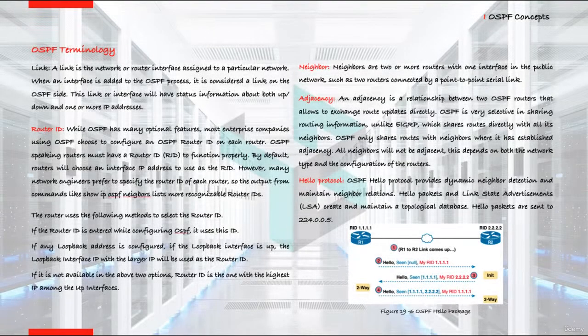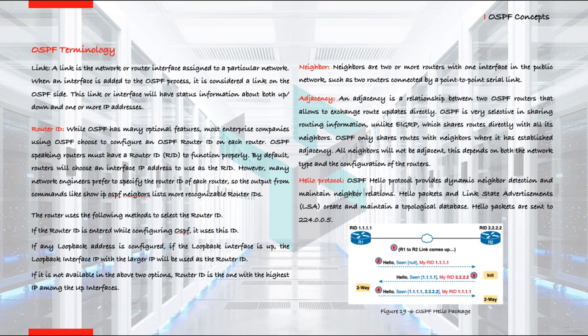On this page, let me briefly tell you about OSPF terminology. A link is the network or router interface assigned to a specific network; when an interface is added to the OSPF process, it is considered a link by OSPF. Router ID is one of the many optional features of OSPF. Most enterprise companies that use OSPF prefer to configure an OSPF router ID on every router because it is important for OSPF-speaking routers to have a router ID to work properly.